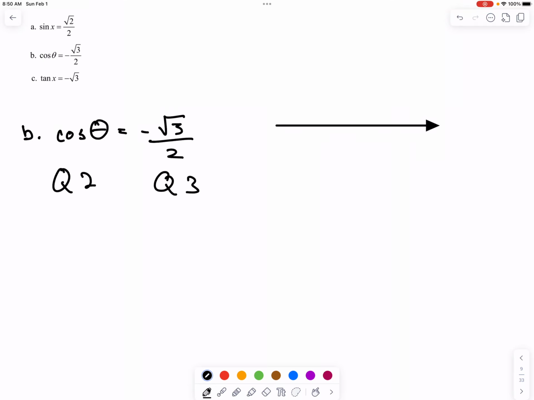A positive x, a positive y, okay? We're considering quadrant 1 of the unit circle. We have our 3 tick marks. This is like 45 degrees, this is 30 degrees, this is 60 degrees. This corresponds to what? Pi over 6. This is pi over 4. This is pi over 3.